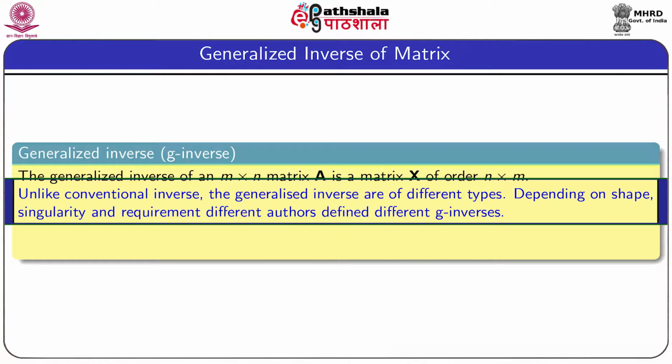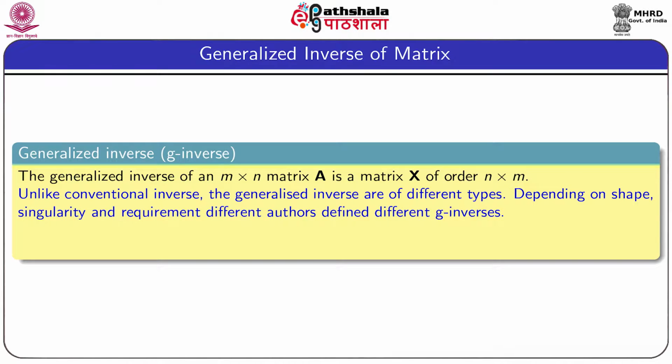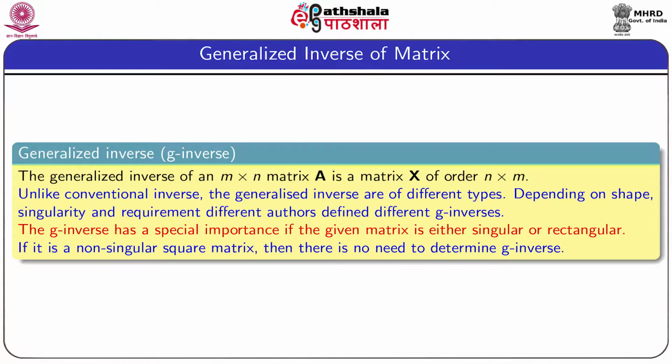Unlike the conventional inverse, the generalized inverses are of different types depending on shape, singularity and requirement. Different authors define different types of G inverses. The G inverse has a special importance if the matrix is either singular or rectangular. If the matrix is non-singular, then the G inverse is nothing but the conventional inverse. If it is a non-singular matrix, then there is no need to determine the G inverse because for that matrix the conventional inverse exists.